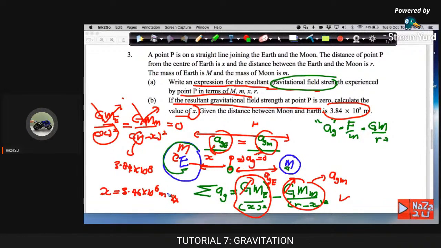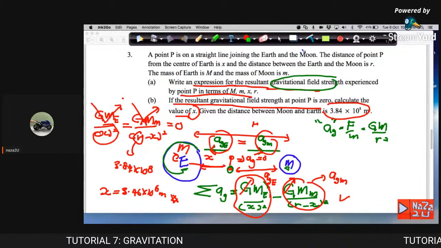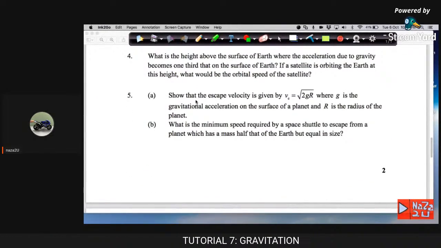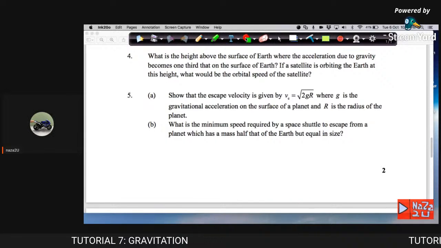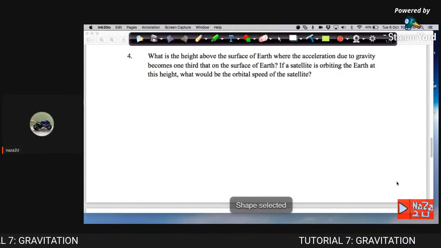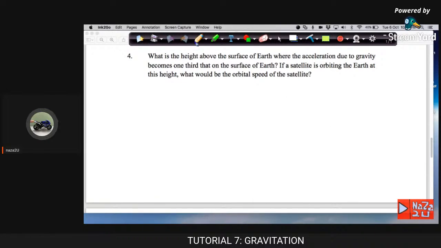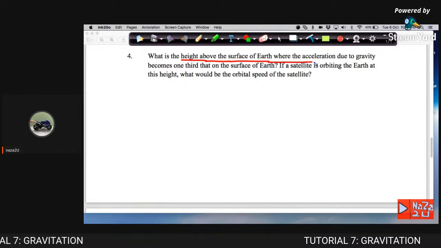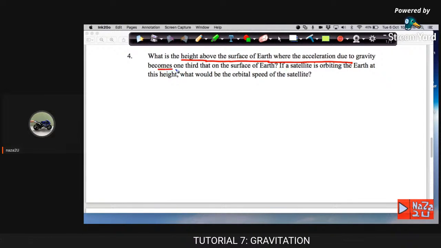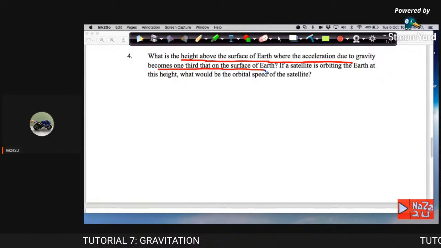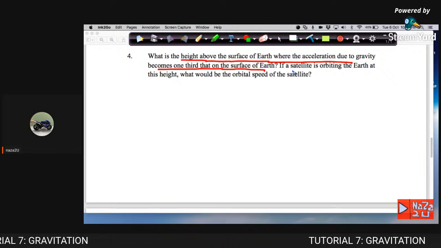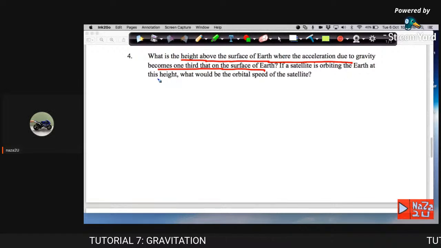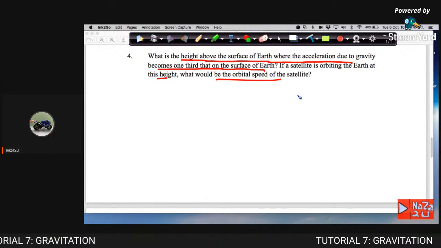Okay, so this is question number 3. Continue to the next question, question number 4. Right, question number 4 here. What is the height above the surface of the earth where the acceleration due to gravity becomes 1/3 of that on the surface of the earth, if a satellite is orbiting the earth at that height, what is the orbital speed of the satellite?